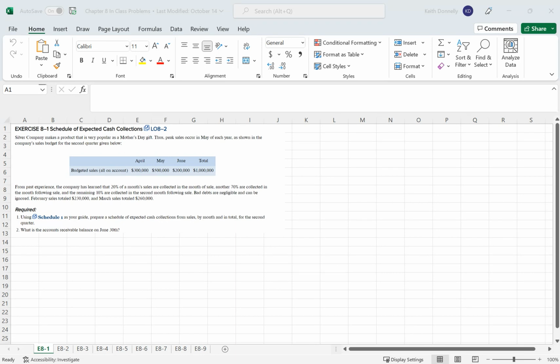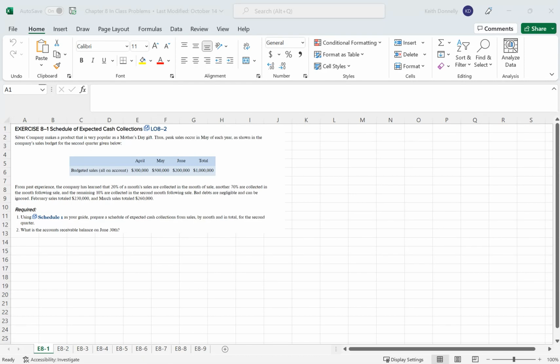It says, from past experience, the company has learned that 20% of a month's sales are collected in the month of the sale. Another 70% are collected in the month following the sale, and the remaining 10% are collected in the second month following the sale. Bad debts are negligible and can be ignored. February sales total $230,000, and March sales total $260,000.